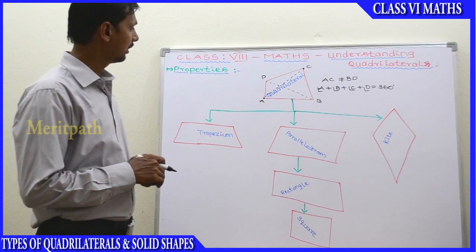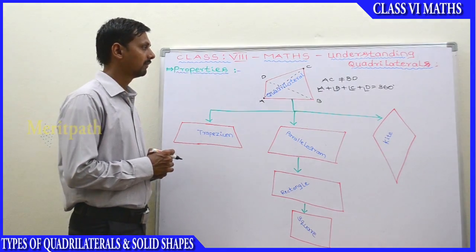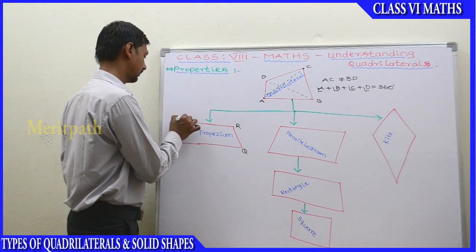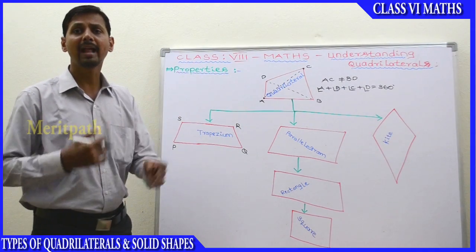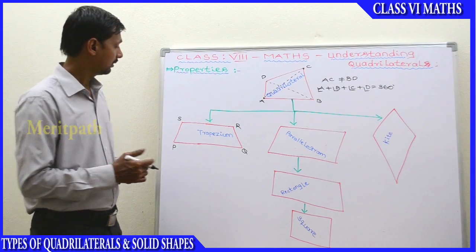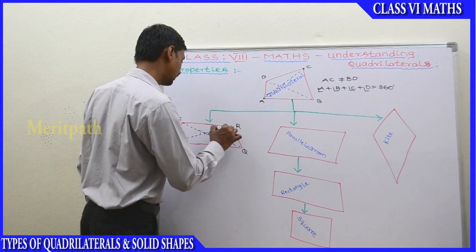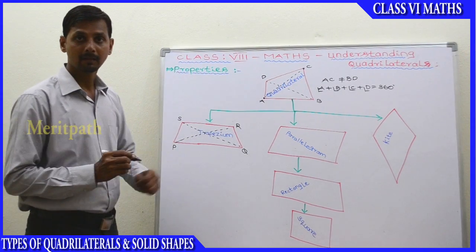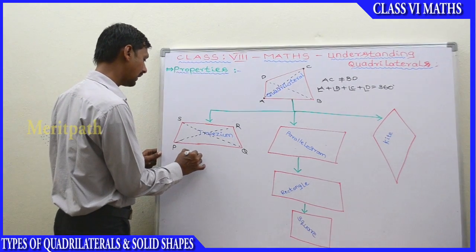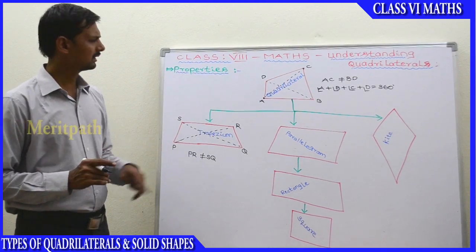Then, let's see the trapezium PQRS. It has the common property that the sum of the four angles is 360 degrees. And if we take the diagonals of the trapezium, they will not be equal. Diagonals of a trapezium are not equal. That is, PR is not equal to SQ.